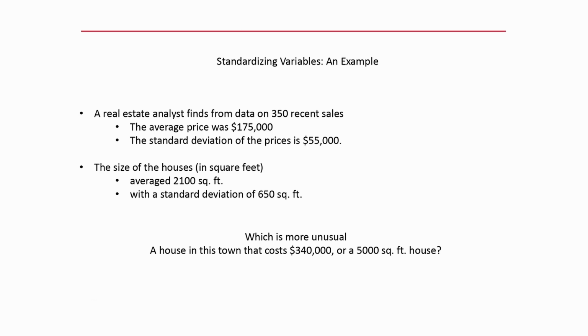So now let's compare 2 houses. One house that was $340,000 and a second house which has 5,000 square feet. Which of these houses would be more unusual? Which of these houses would be further away from average? So to answer that question, we will compute the z-score for both of these houses.